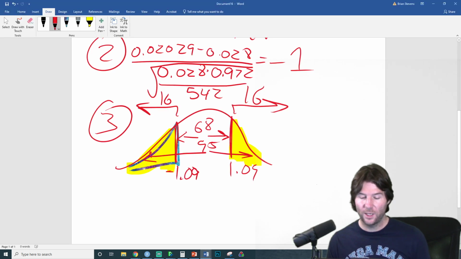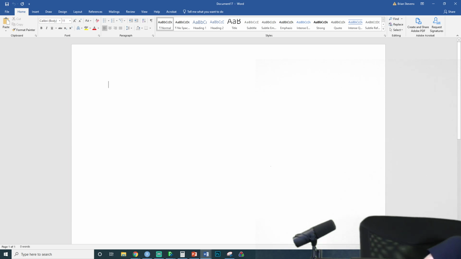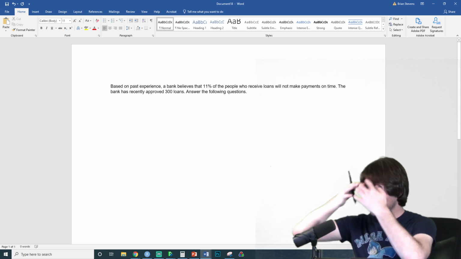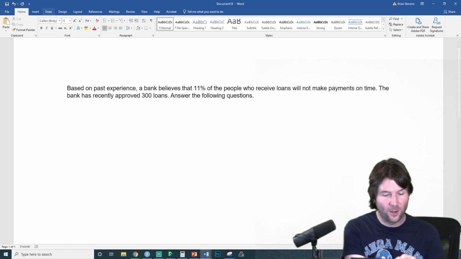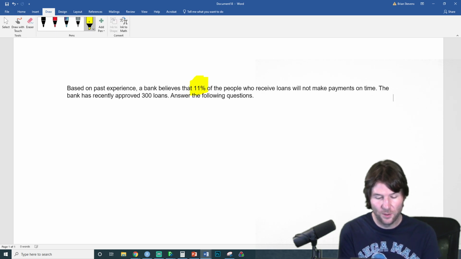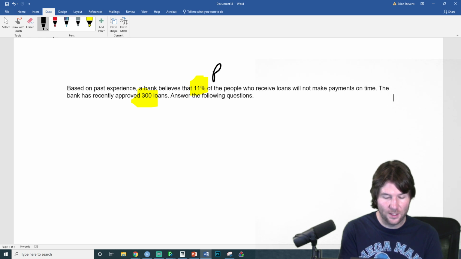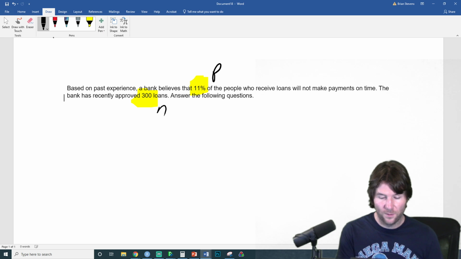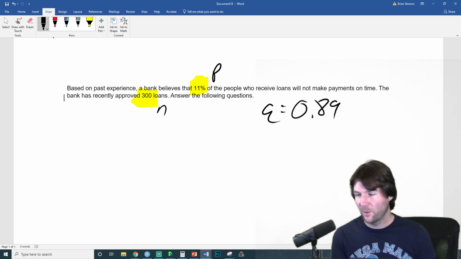So we know that mu p hat equals p, so we know what p is equal to. So we're going to solve that right there. Now we're going to pull up a new sheet real quick. We're in a new worksheet again. We're going to look into the problem and mark our notation on it, as we always do. So this right here is P, and this right here is N. And we're going to find out that Q is equal to 0.89. Nice job, Caleb, right there.